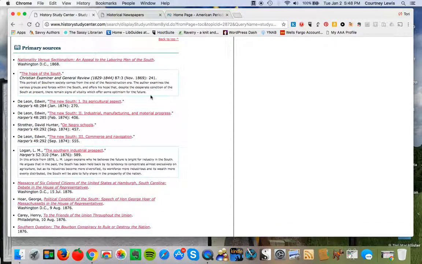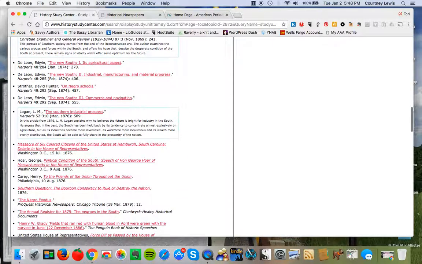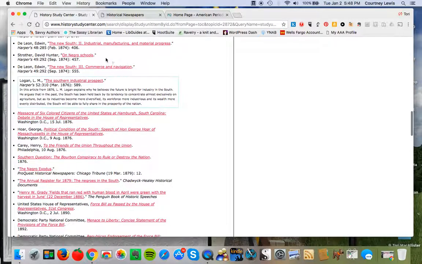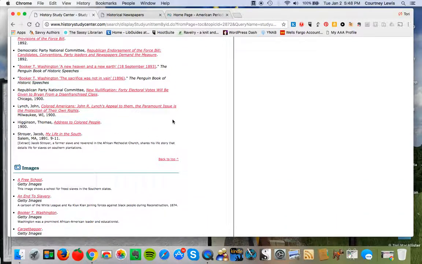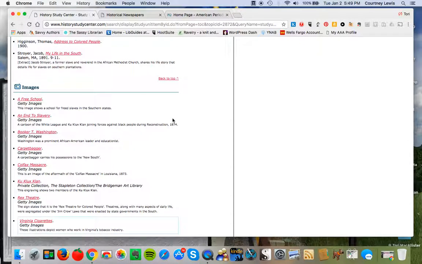Then it actually lists primary sources. This is usually speeches, newspaper articles, magazine articles, journal articles from the time period. And if it's got the little box, that was one of the highlighted ones we saw at the beginning. Edwin de Leon did a series of articles in Harper's about the New South. Here's something on historically black schools. You can see it's really trying to give you often a very chronological view of the evolution of an idea or an event. And that can be really useful because we tend to think chronologically about things developing. So to have that primary source from the time period is really useful.